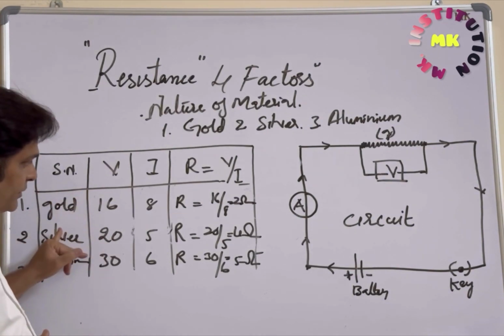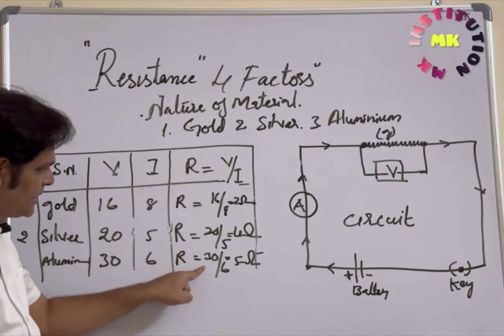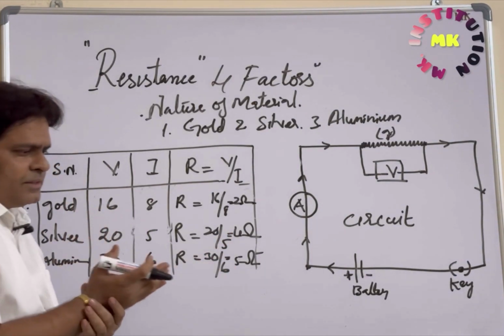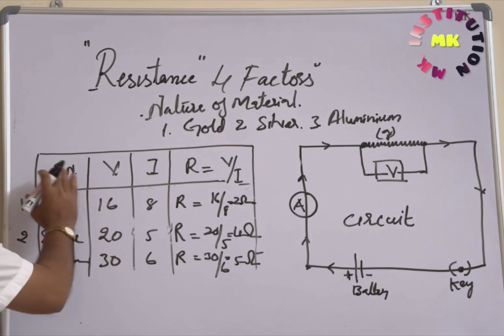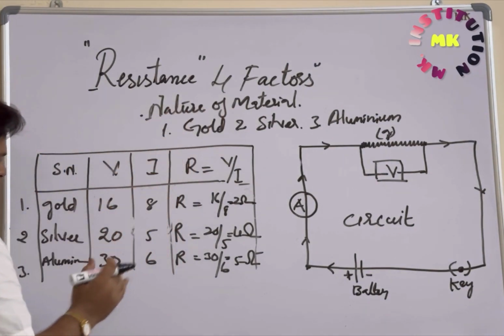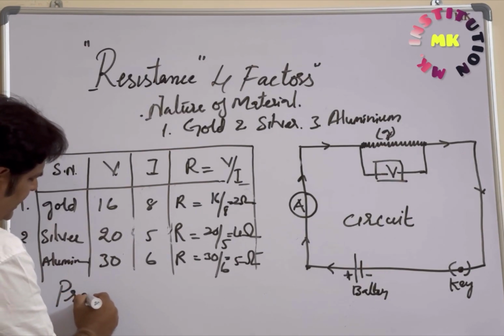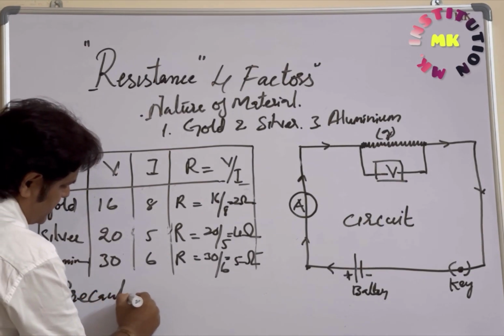Because of that, what happened here? The resistance also will be different here. Clear? Resistance also will be different. Clear? Understood about this one here? This is about the nature of material. Clear? Then what precaution do you write here now? For all the activities, you have to write the precautions.